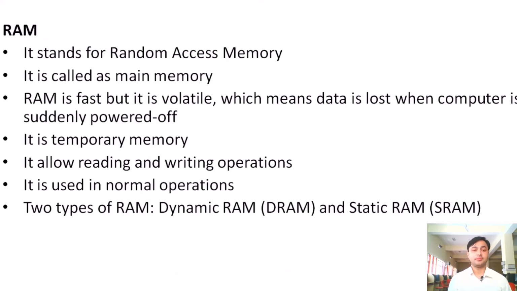Then in the case of RAM, RAM stands for random access memory. It is also called main memory. The RAM is fast and volatile, which means data is lost when the computer is suddenly powered off. The RAM is fast as compared to secondary memory, not as compared with cache memory. RAM is temporary memory because when there is a sudden power off, all the data will be lost. It allows reading and writing operations. It is normally used in normal operation.